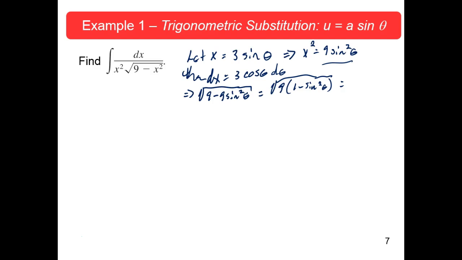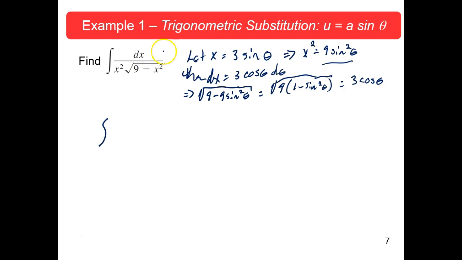What's the square root of 9? 3. What is 1 minus sine squared theta? Cosine squared theta. And what's the square root of cosine squared theta? Cosine theta. Whoa! Look at that. Okay? So now let's take our integral.